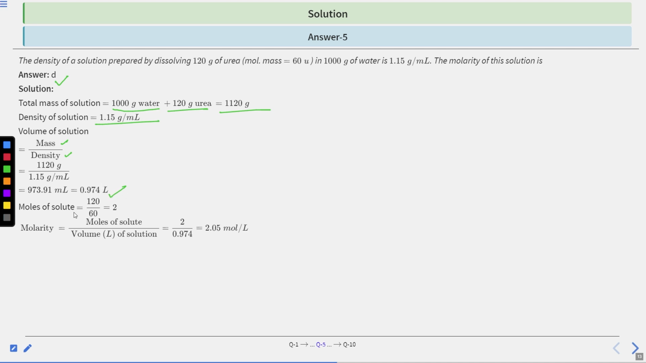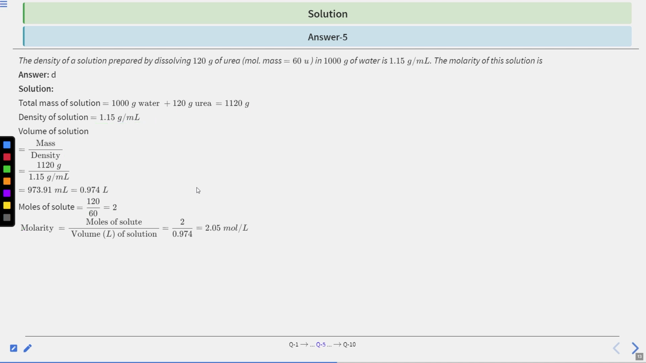So the moles of solute will be given mass upon molar mass, and given mass of urea is 120. Molar mass of the urea is 60. So moles of solute, that is urea, is coming out as 2. And now we can find out the molarity of the solution, that is moles of solute, which we have calculated as 2, divided by volume of solution in liter, which is 0.974. On solving this fraction, we have molarity equal to 2.05 mole per liter. Hence, option D is the correct answer.